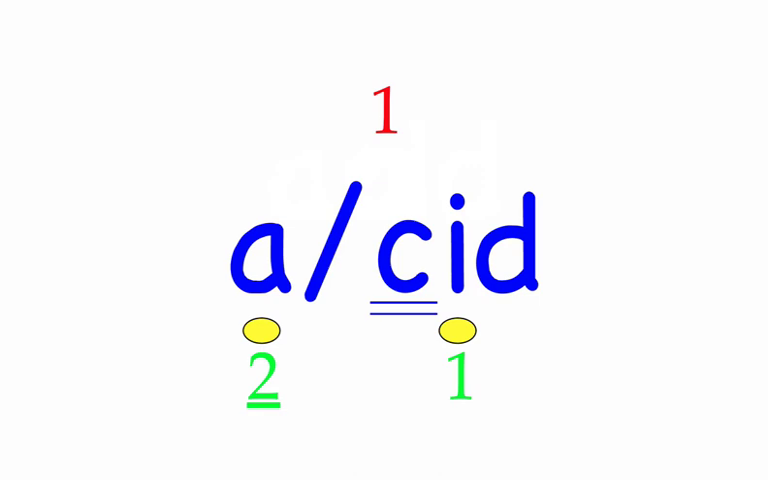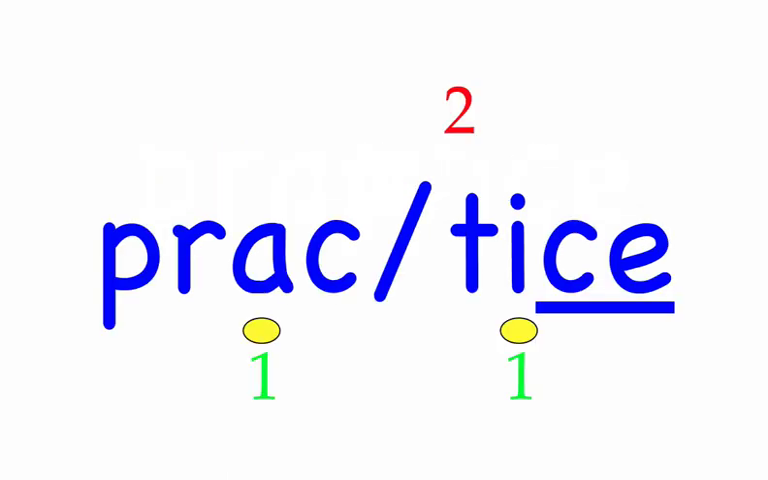Practice. The team met every day for practice. Prac, four sounds: P, R, A, K. Tis, three sounds: T, I, S. Mark the word. Rejoice. The crowd did rejoice at the victory. Re, two sounds: R, E. Joyce, three sounds: J, oi, S. Mark the word.